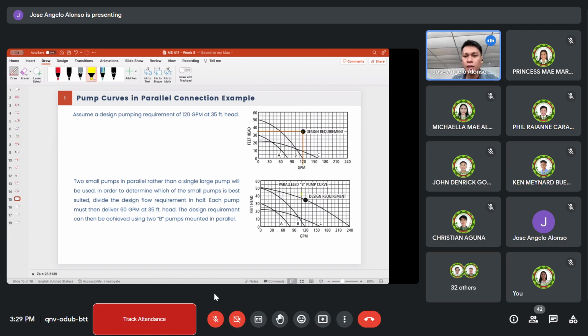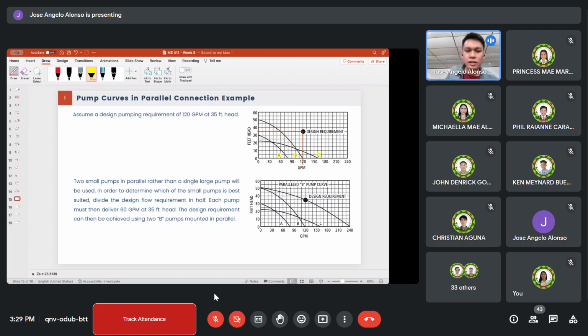So, given yung three types ng pumps natin, from pump A, pump B, and pump C, none of them, kung makikita nyo, is within the range or kayang mag-satisfy dun sa requirement natin, which is 120 gallons per minute at 35 feet of head. Then, definitely, what we need to do is either bumili ng isang large pump or bumili ng isa pang small pump na i-connect natin into parallel connection.